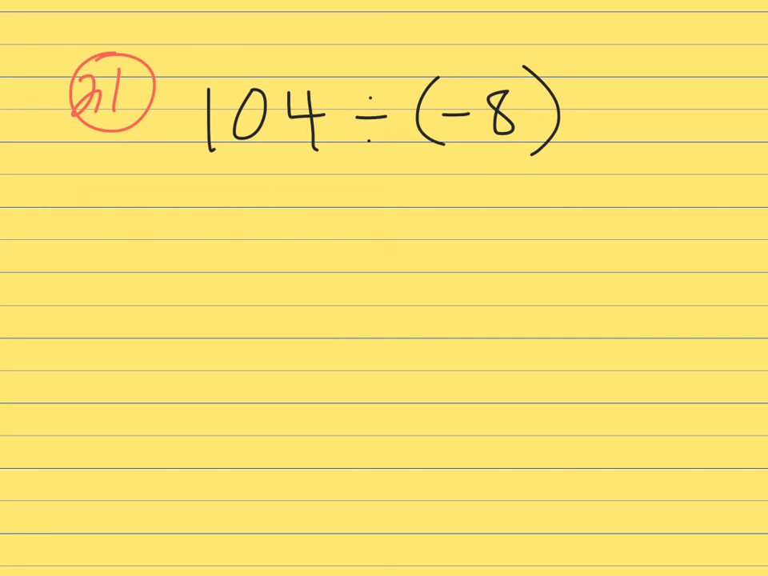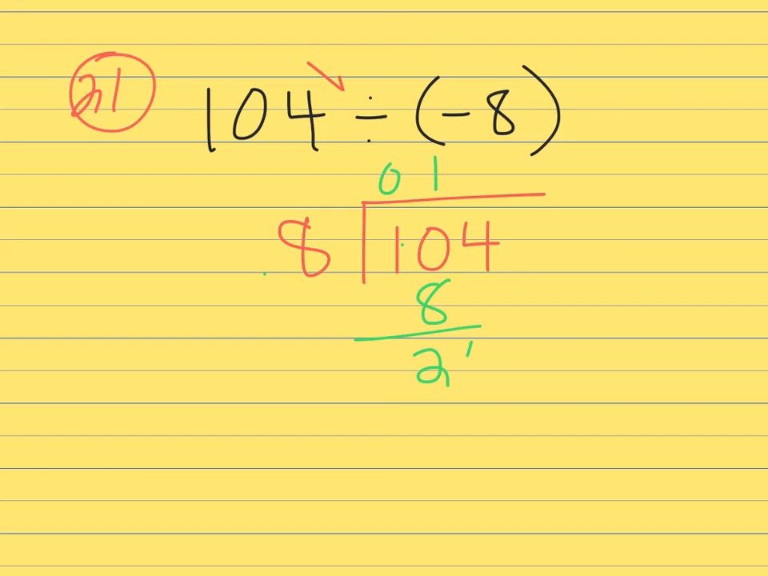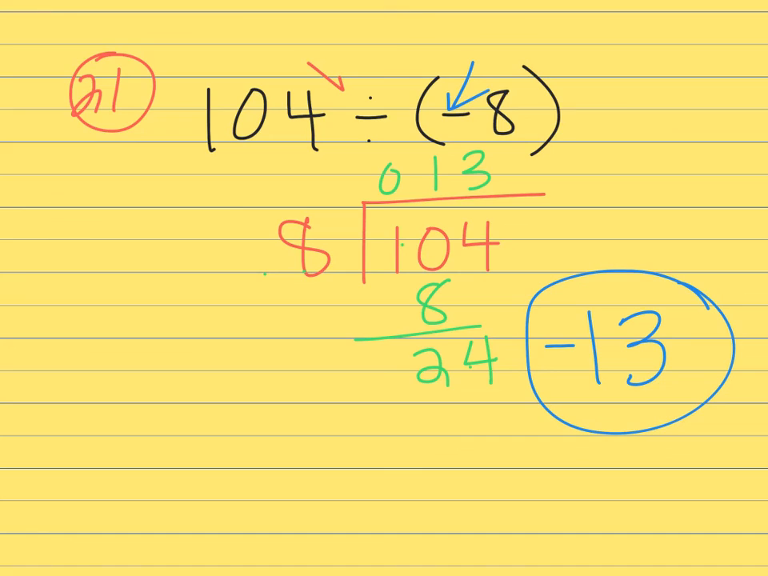This problem is division with integers, so I divide like normal. 104 goes underneath 8. 8 doesn't go into 1. 8 goes into 10 1 time. 8, 24. 8 goes into 24 3 times. So the answer is 13. Then I go back and I count my negative signs. There's 1, so negative 13.